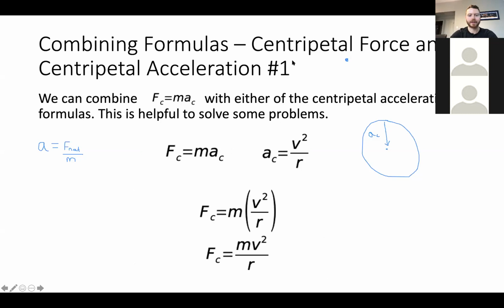Cool. All right. So we're going to combine some more formulas again. We can combine centripetal force is equal to mass times centripetal acceleration with either of the centripetal acceleration formulas. Centripetal acceleration is equal to v squared over r. Centripetal acceleration is also equal to 4 pi squared multiplied by the radius over t squared. So we can substitute that in, like we did. Centripetal force is then equal to mass times velocity squared over r, which will give us a centripetal force formula of mv squared over r.